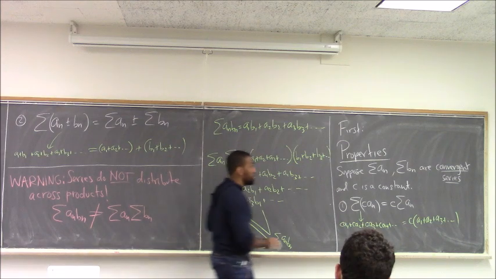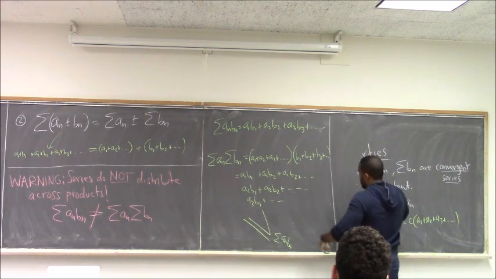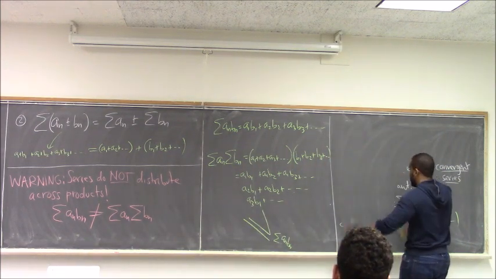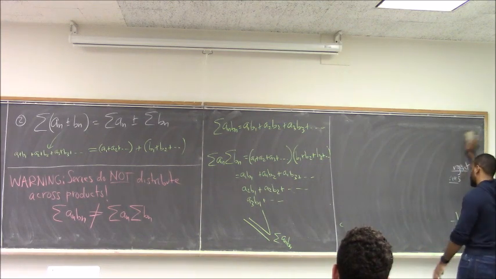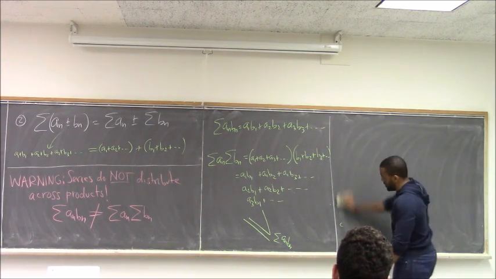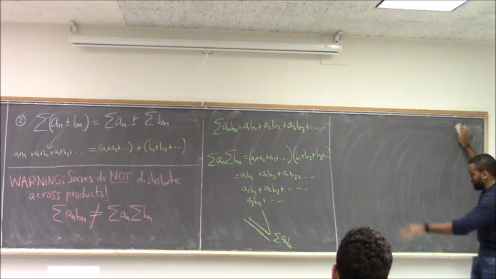So series, you have to deal with them very carefully. You can't just, like limits, wantonly throw them around. Oh yeah, distribute across the sum, distribute across the division, factor the constant out. No, you can do only these two things.